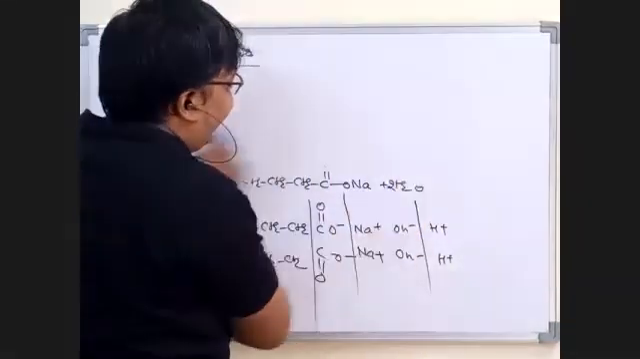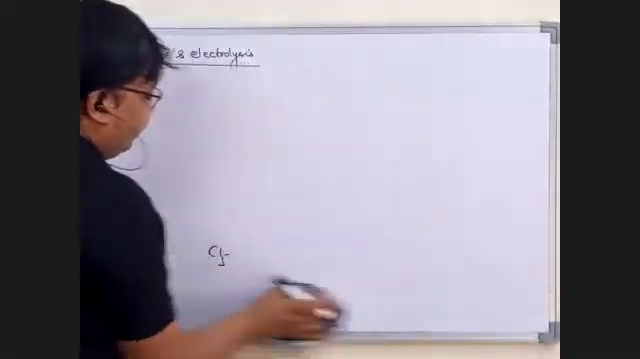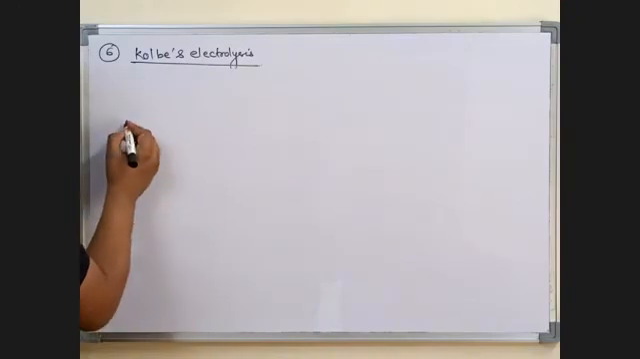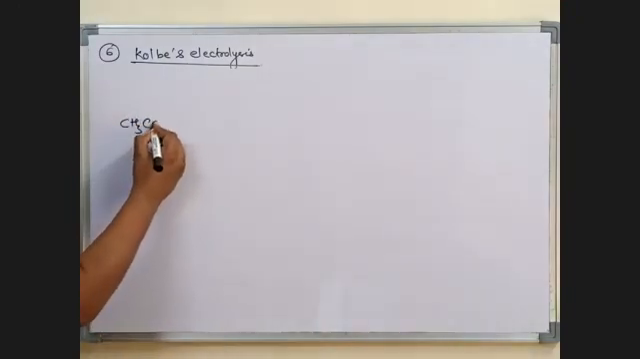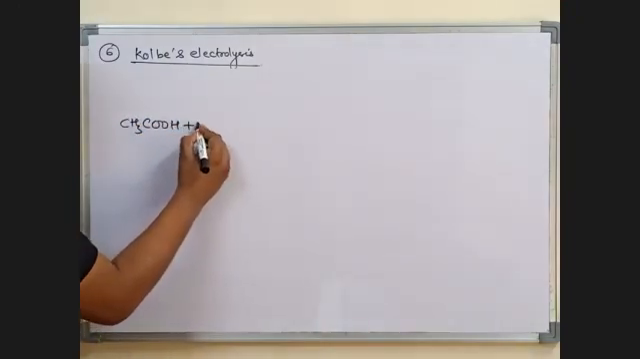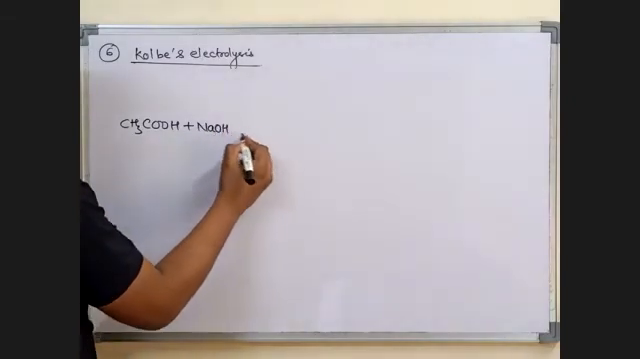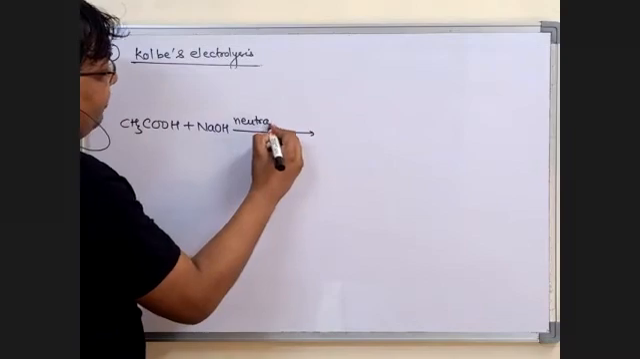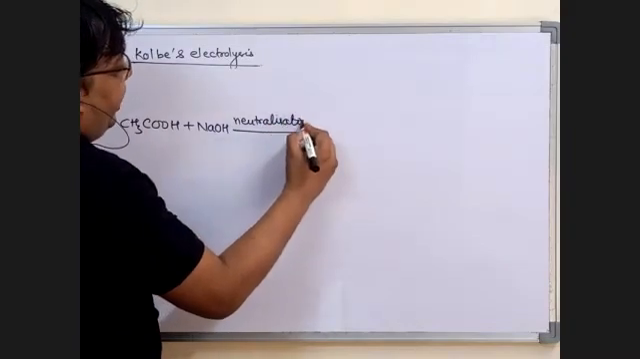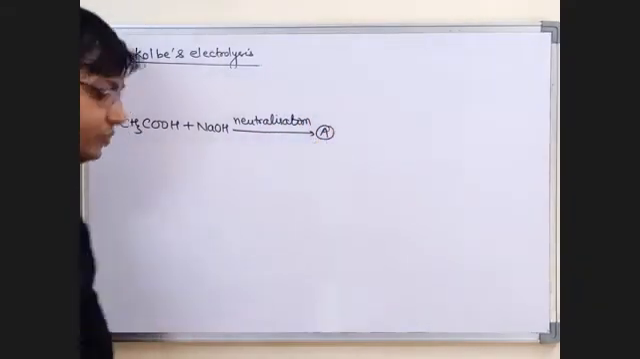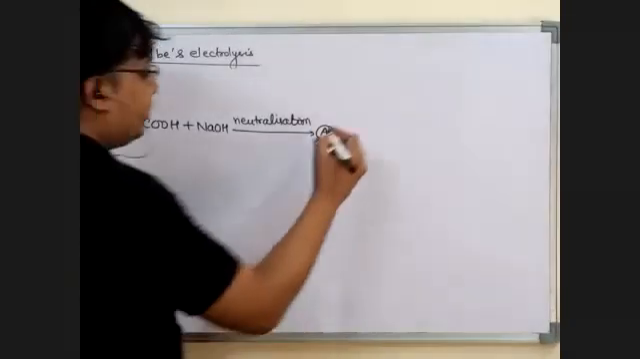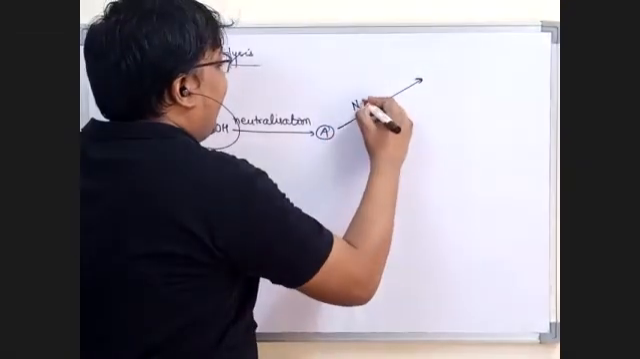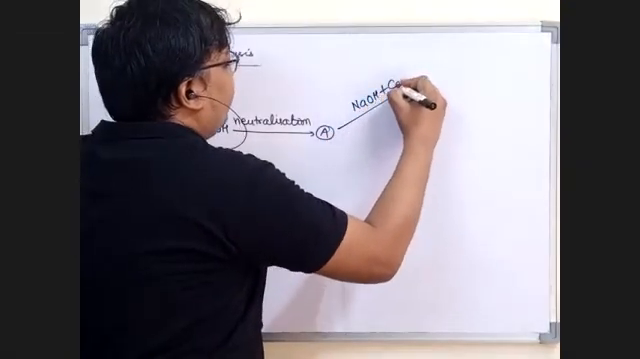I will give you a very, very important reaction, student. If you have CH3COOH reacts with NaOH, this is a neutralization reaction, and you will have A over here. Now this A reacts with NaH and NaOH and CaO.